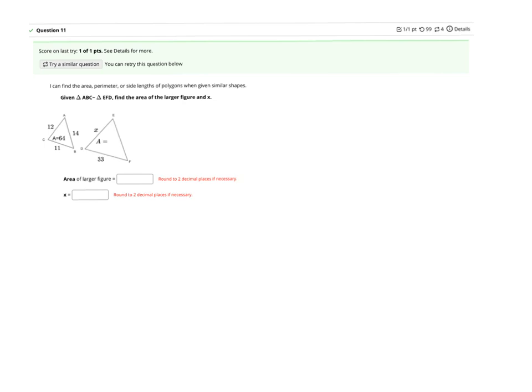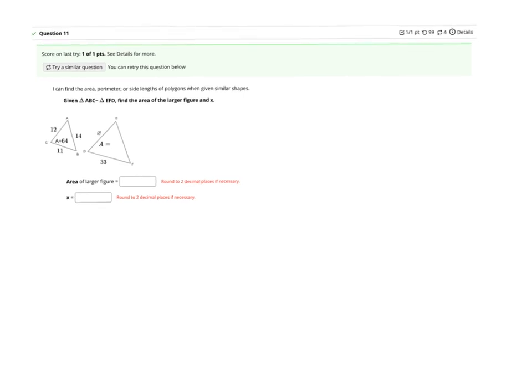And this is number 11 on the Unit 8 quiz. Given triangle ABC is similar to triangle EFD, find the area of the larger figure and x. The first thing I'm going to need to do here is find the linear ratio. Because I'm given the lengths of the corresponding side here and here, my ratio will be 11 over 33.